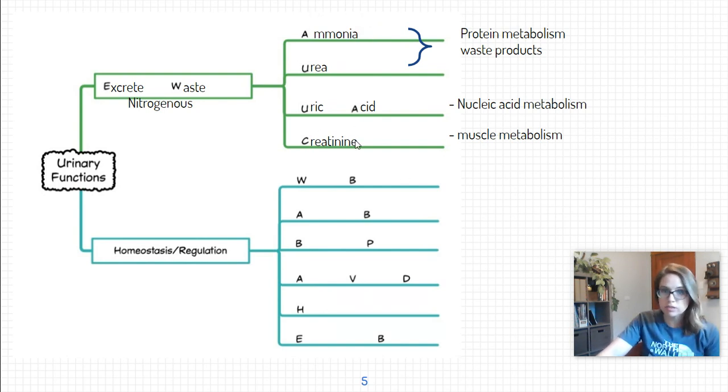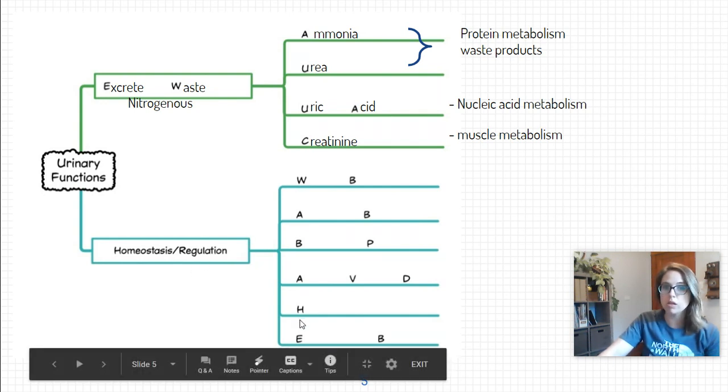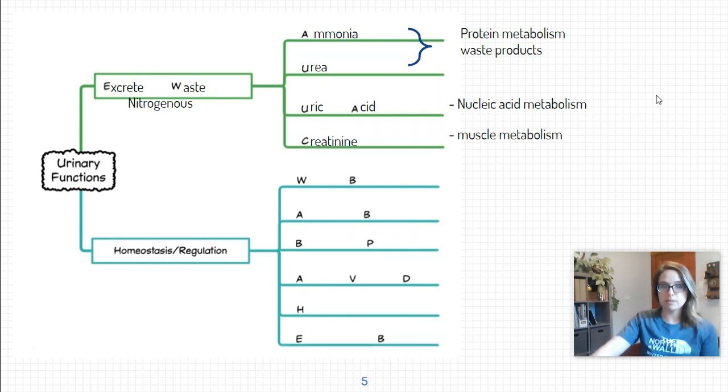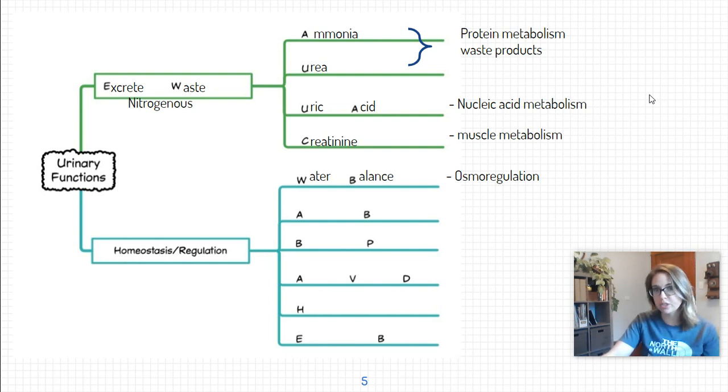So the urinary system excretes waste, and it also needs to regulate homeostasis in our body. These are all of the different things that it does to maintain homeostasis. One thing is water balance. If you didn't drink very much water today, your urine's going to be darker and you're going to produce less urine. If you drank a ton of water today, your urinary system is going to be excreting a lot of excess water. It's just there to keep a nice balance for you. We call this osmoregulation: just maintaining balance of the water in our body.